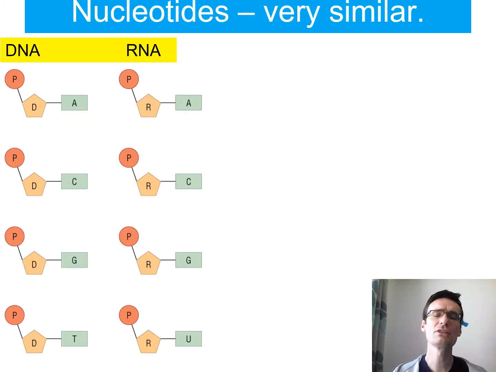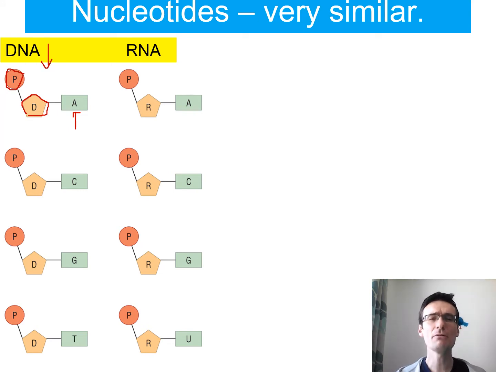If we look at the structures of the nucleotides, they're very, very similar. If we look at DNA first, all of the nucleotides, there are 4 different types, have a phosphate. They all have a deoxyribose sugar, so they're identical apart from the bases. So we've got 4 different bases: adenine at the top, then cytosine, the C below, and then the G for guanine and the T for thymine.